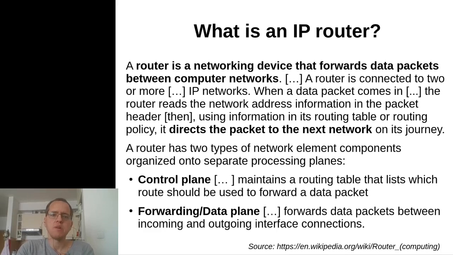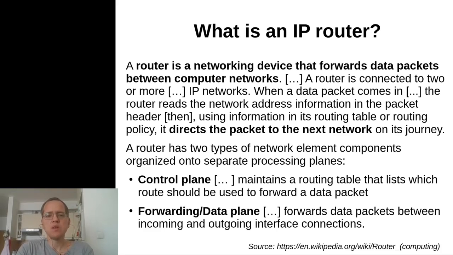So what's an actual IP router? This little excerpt is from Wikipedia, which basically says the router is a networking device that forwards data packets between computer networks. So basically a router is connected to a couple of IP networks, and then data comes in from one of these attached IP networks. Then the router reads the network address information in the packet header, and then using information in its routing table or its routing policy, it basically just directs the packet to the next network along its end-to-end path. Okay, so this is the basic problem that IP routers solve.